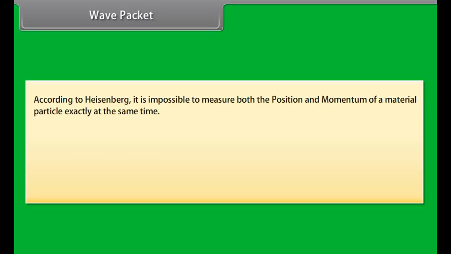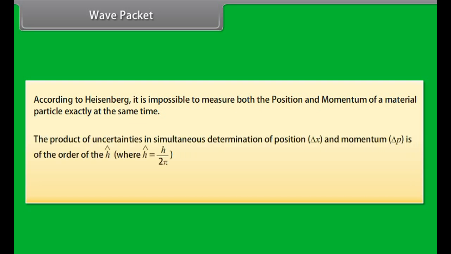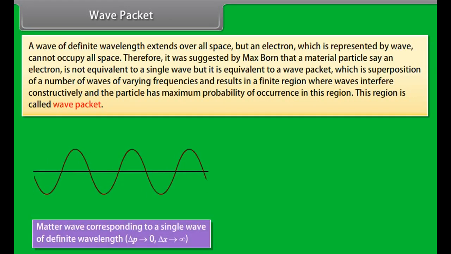Wave packet. According to Heisenberg, it is impossible to measure both the position and momentum of a material particle exactly at the same time. The product of uncertainties in simultaneous determination of position delta x and momentum delta p is of the order of h cap, where h cap equals h by 2 pi: delta x into delta p approximately h cap. A wave of definite wavelength extends over all space, but an electron, which is represented by a wave, cannot occupy all space.